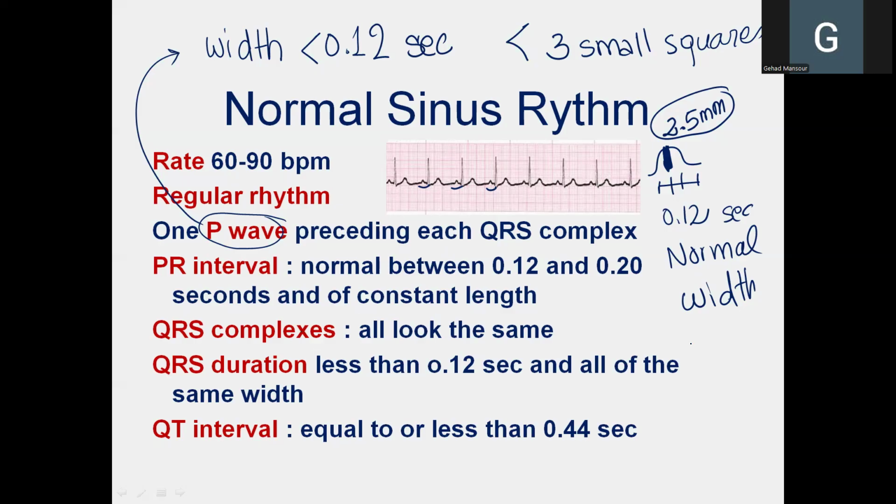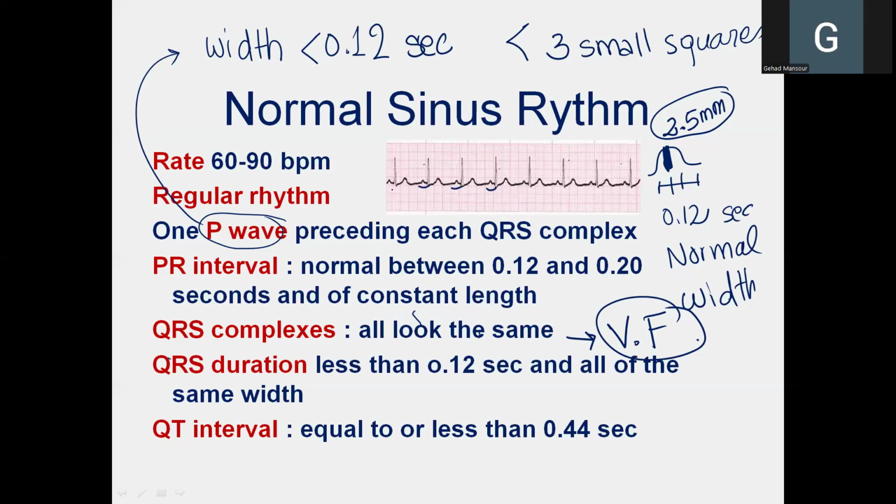Similarly, concerning the QRS complex, first of all, they should all look the same. And this is important because if they do not look the same, then it would be ventricular fibrillation. The only condition you studied where you have the QRS complexes not looking the same is the serious arrhythmia, ventricular fibrillation. Here, you would say that all the QRS complexes look the same.